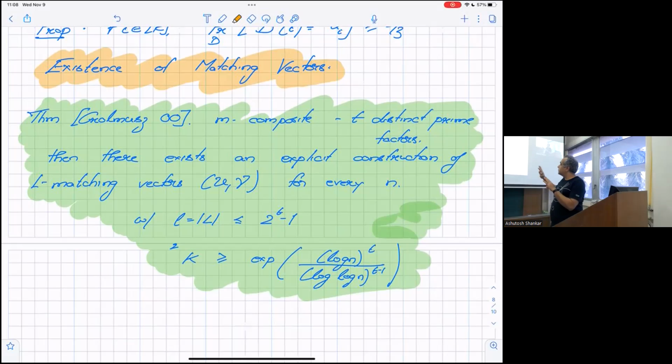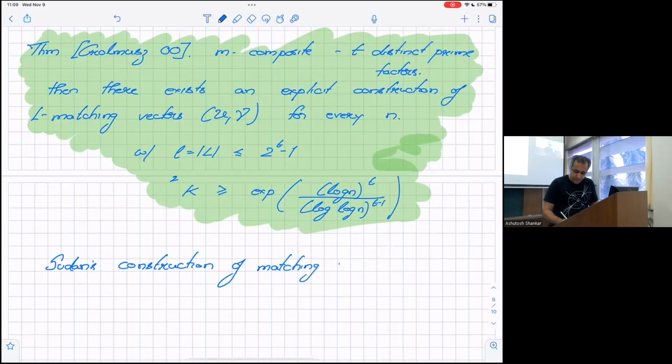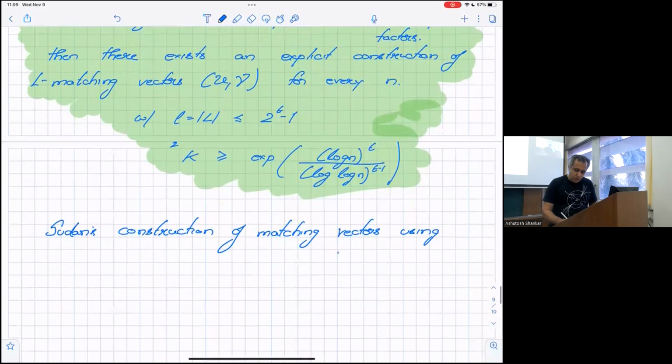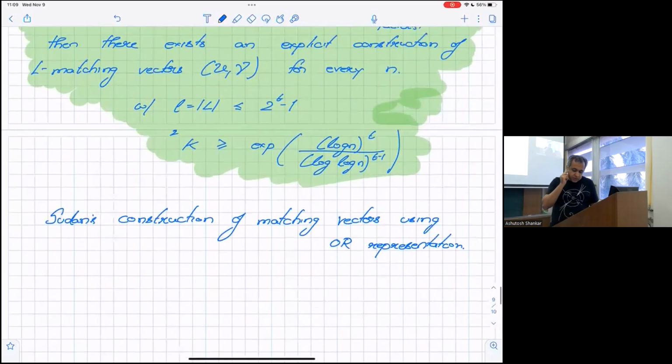So now what we want to ask is why do such matching vectors exist? Grolmusz has constructed this. We are now going to give Sudan's construction of matching vectors using something called the OR representation. So what's an OR representation?